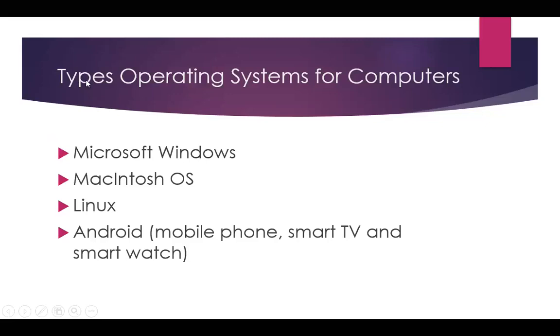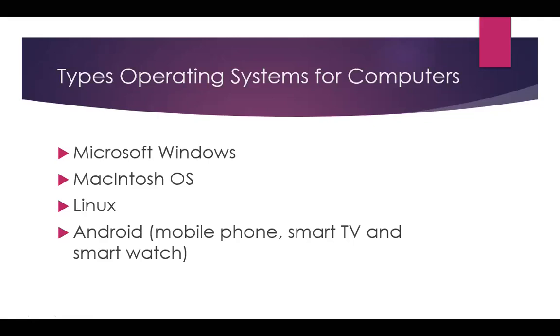So these are three terms. Then what are the types of operating system? The common types which are available are Microsoft Windows. This we all know. At present, we have Windows 10 operating system. Previously, it was Windows 8 and so on. Then for Apple computers, there is Mac operating system. And there is another operating system known as Linux operating system. This Linux operating system basically has a command-based interface.